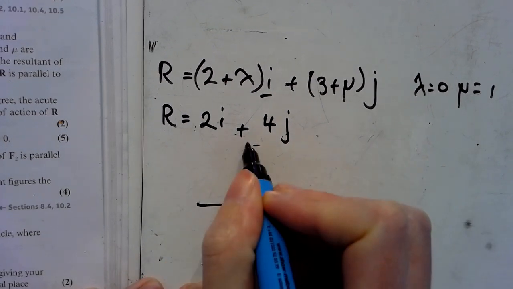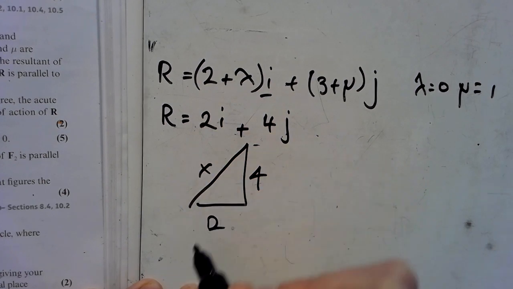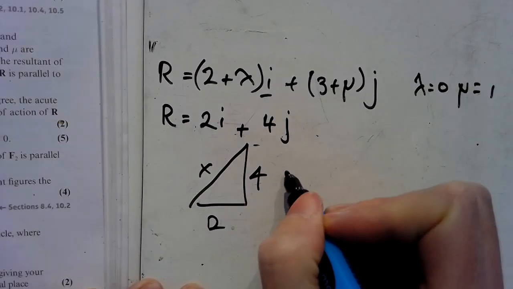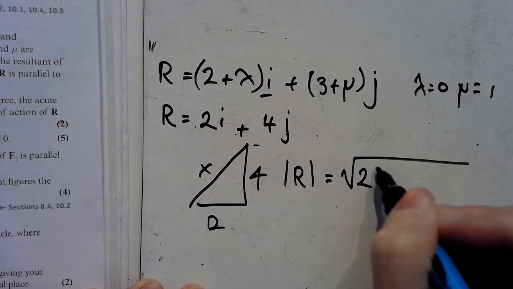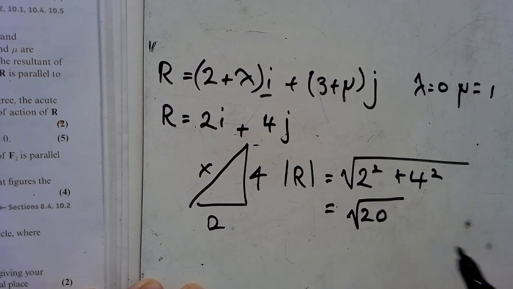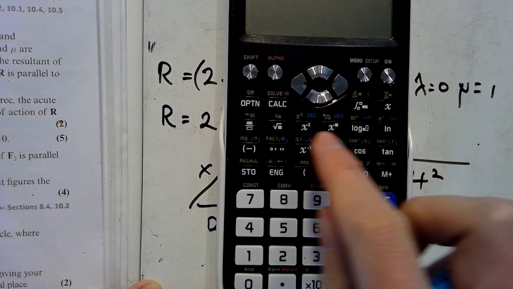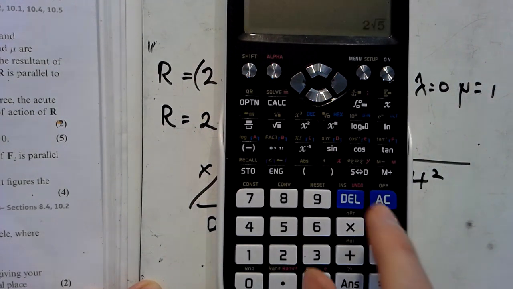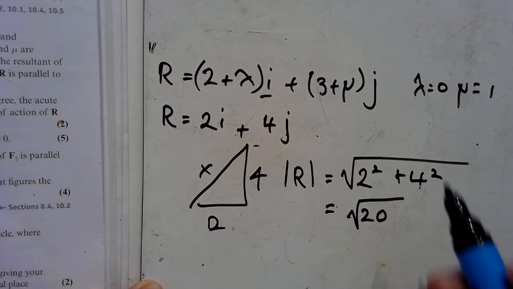And then we want to find its magnitude. So 2 across, 4 up. Trying to find the magnitude, which is this length. So we're just going to do Pythagoras. So the magnitude of R is the square root of 2² + 4². So that's root 20, and it asks for that to 3 significant figures. So it's 4.47 newtons.